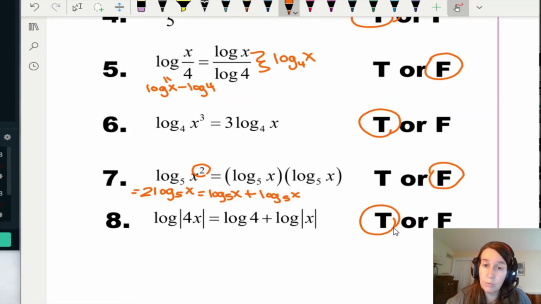And then finally, we have log of the absolute value of 4 times x, okay? That is true. You might have gotten a little confused because of the absolute value, but just think, absolute value, whatever's inside it, it will make it positive, right? So the 4 doesn't need the absolute value sign because 4 is positive. The x does need the absolute value sign because we don't know what the number x is. And then that is just the product property.